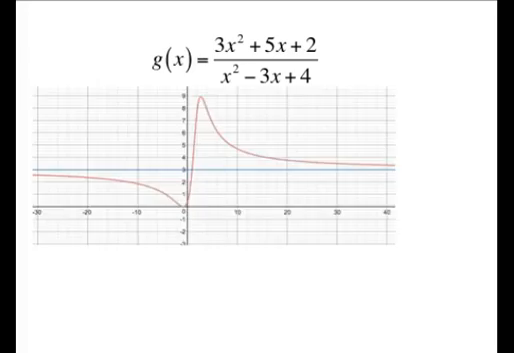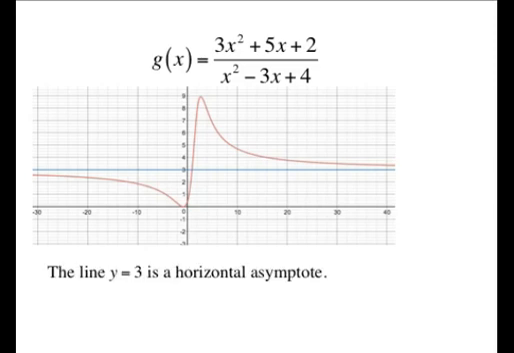So here's our function, and there's the graph. So you'll notice this line here at y equals 3 is the horizontal asymptote, that as x goes to positive infinity, the function gets closer and closer to 3. As it goes to negative infinity, the function gets closer and closer to 3. So y equals 3 is going to be the asymptote for this problem.